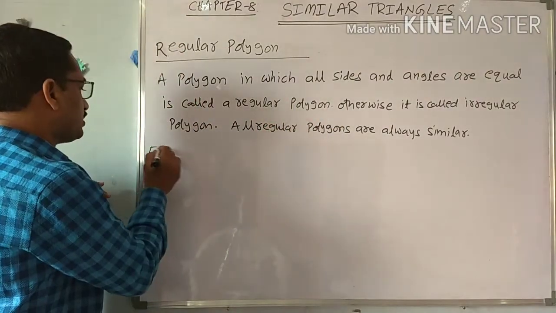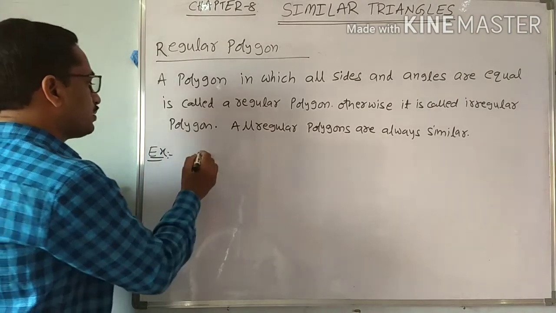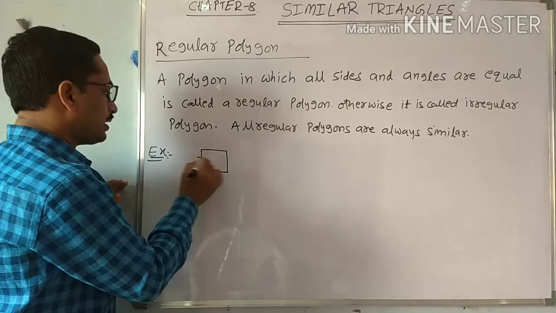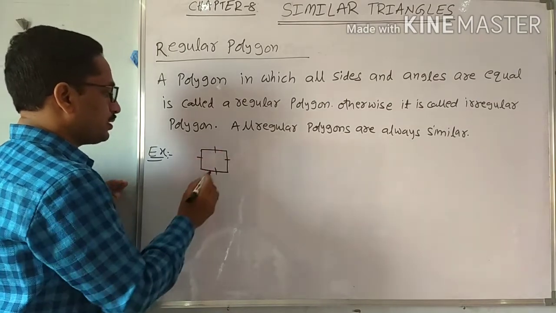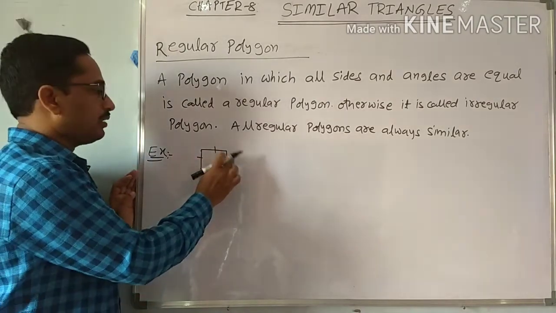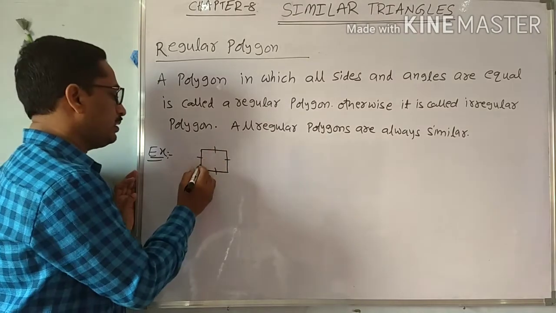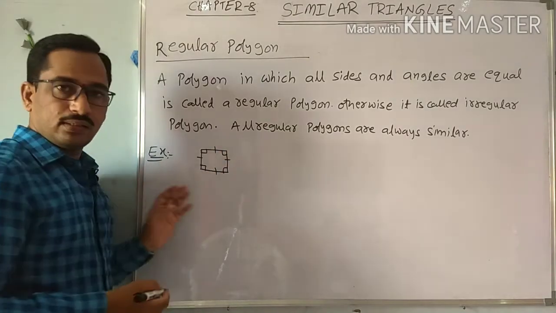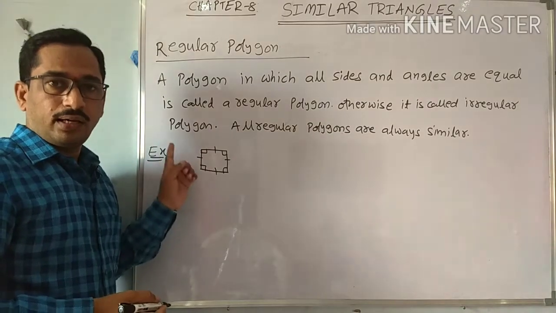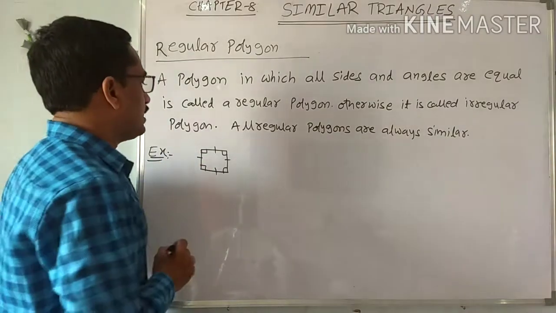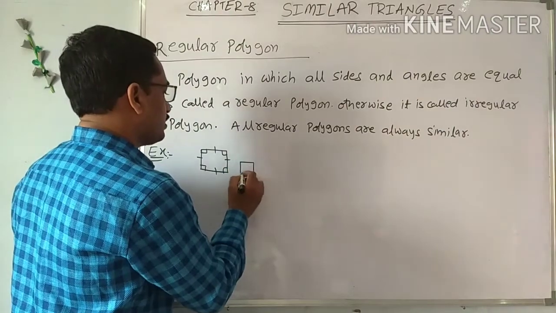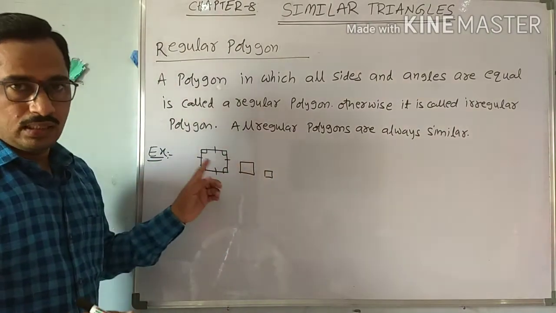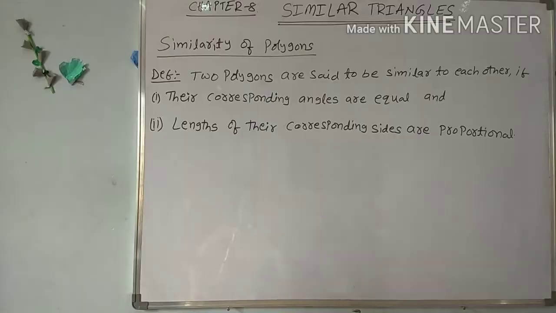See some examples of regular polygons. A square is a regular polygon because all the sides are the same. Suppose here it is 5 centimeters, then all 4 sides are 5 centimeters, and all the angles are also the same: 90 degrees, 90 degrees, 90 degrees. So it is a regular polygon, and all regular polygons are always similar like this. These are all regular polygons, and all these are similar regular polygons.